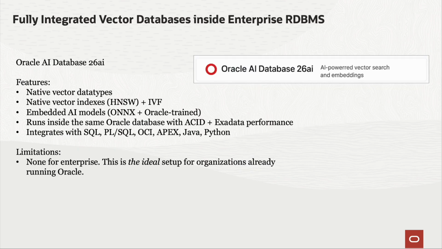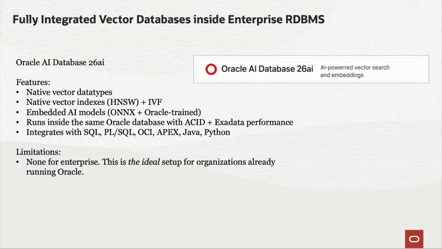The third approach is full integration. Instead of adding vector capabilities as an extra layer or using a separate specialist system, the vector engine lives inside the enterprise database itself. And this is the model Oracle Database 26ai follows. It introduces native vector data types, native vector indexing such as HNSW and IVF, and built-in AI models that run directly in the database. The advantage is simplicity.